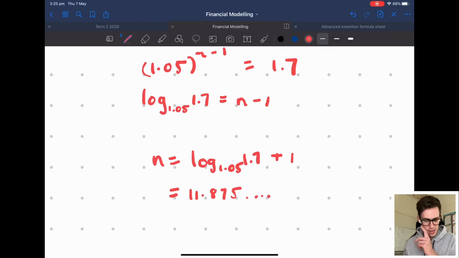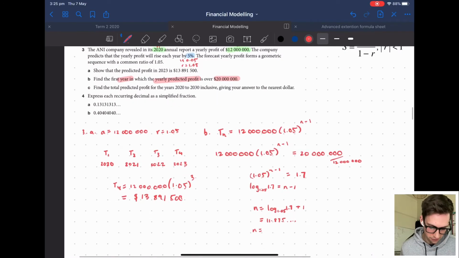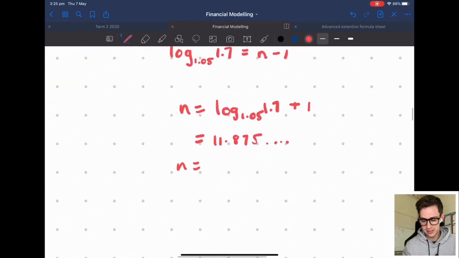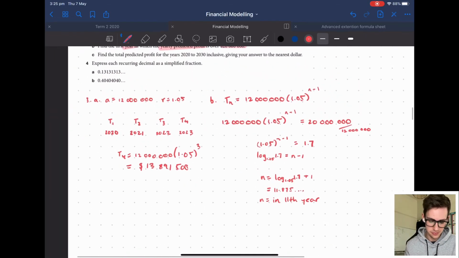11.875. Now remember, the question was asking, I believe, find the first year in which it goes over 20 mil. It's clearly in the 11th year. However you want to write that is fine. So in the 11th year, we went over 20 mil. Towards the end of the 11th year, if you want to be really specific.